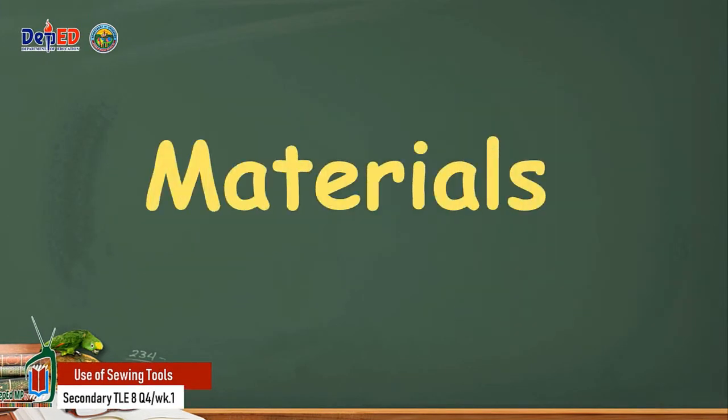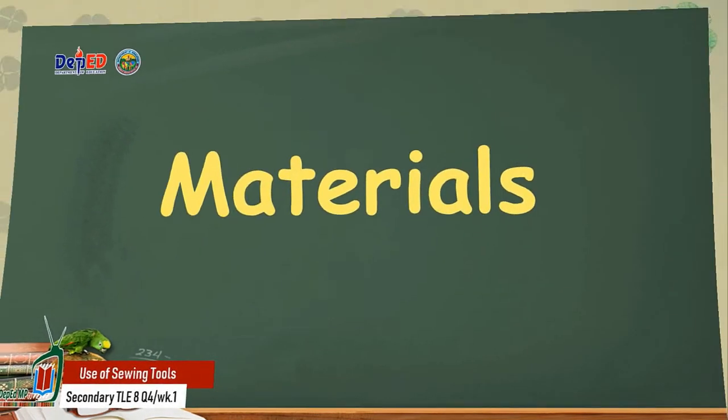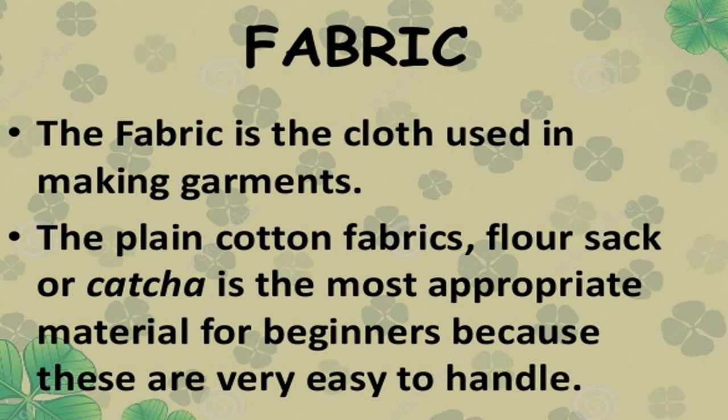And we have these different materials used in sewing. Number 1. We have the fabric. It is the cloth used in making garments. The plain cotton fabrics, flour sack, or kacha is the most appropriate materials for beginners because they are very easy to handle.